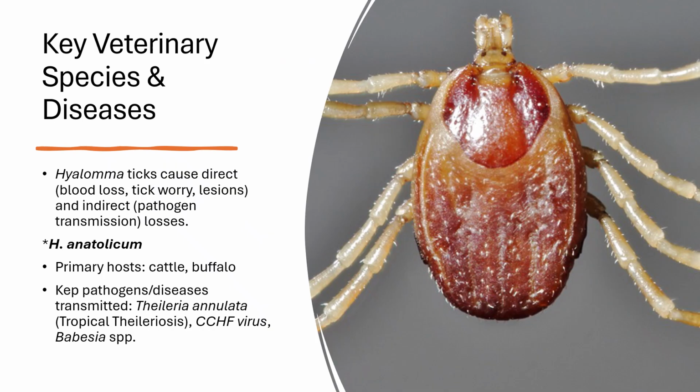For the key veterinary species and diseases, the Hyalomma ticks cause direct losses such as blood loss, tick worry, and lesions, and indirect losses including the transmission of pathogens. For Hyalomma anatolicum, its primary hosts include cattle and buffalo, and the key pathogens transmitted include Theileria annulata, the causative agent of tropical theileriosis, and the CCHF virus, the causative agent of Crimean-Congo hemorrhagic fever, and we also have Babesia species.